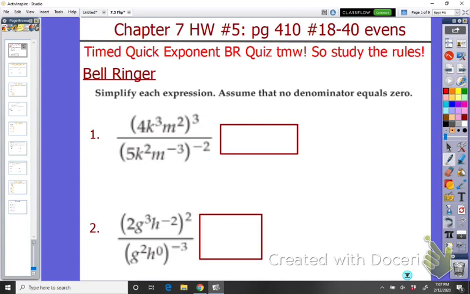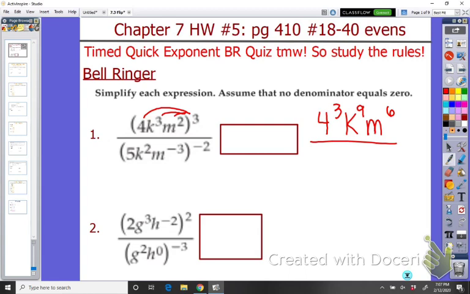The bell ringer here today is kind of a review of some of those properties. So 4k to the third m squared, and that's being raised to the third power. So we're going to distribute that 3 to everything up at the top. So this is going to say 4 to the third. We have to multiply our exponents when doing the power rule. So this is k to the 9th and m to the 6th.